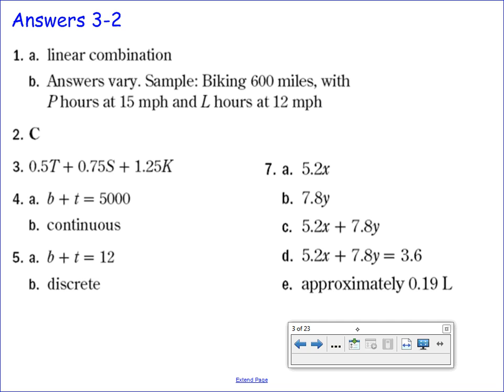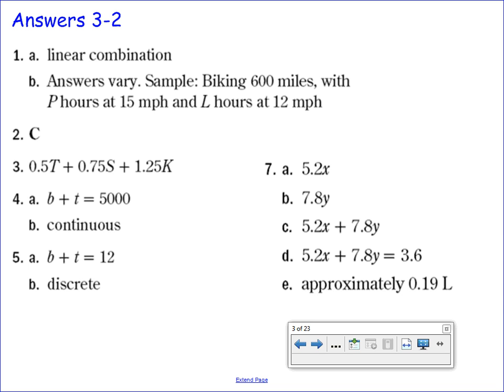And let's go ahead and do pencils down. And we'll go ahead and check our answers now with our grading pen. And 4 slides today, so 1A is a linear combination. C, calculator, 3.5t plus 0.75s plus 1.25k. 4, b plus t equals 5,000, and that's continuous. 5, b plus t equals 12, and that's discrete.